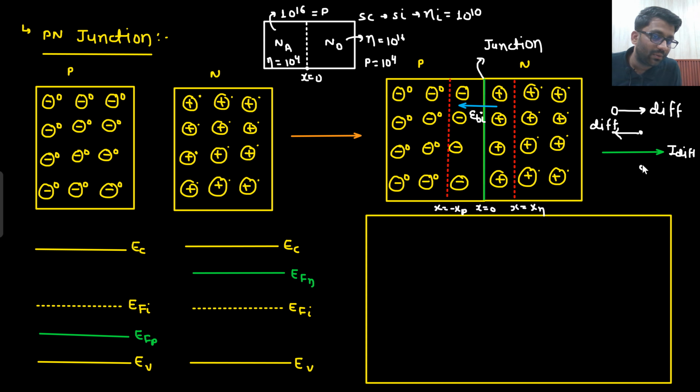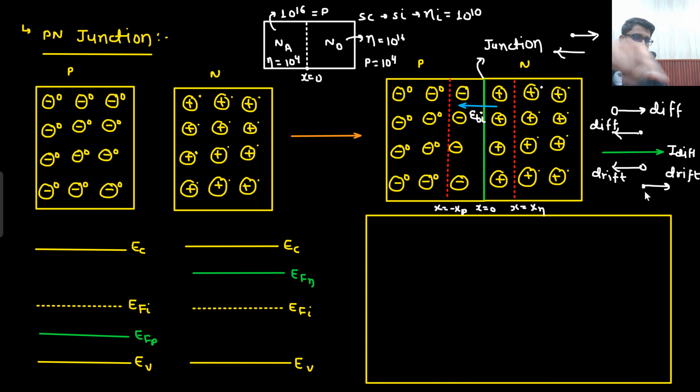So what will happen now? Holes will drift in the opposite direction. Holes will drift in this direction. And now what about the electron? Sir, electron always drifts in the opposite direction to the electric field. So this is my electron, and direction of electric field is this one. So where will the electron drift? In this direction, electron will drift.